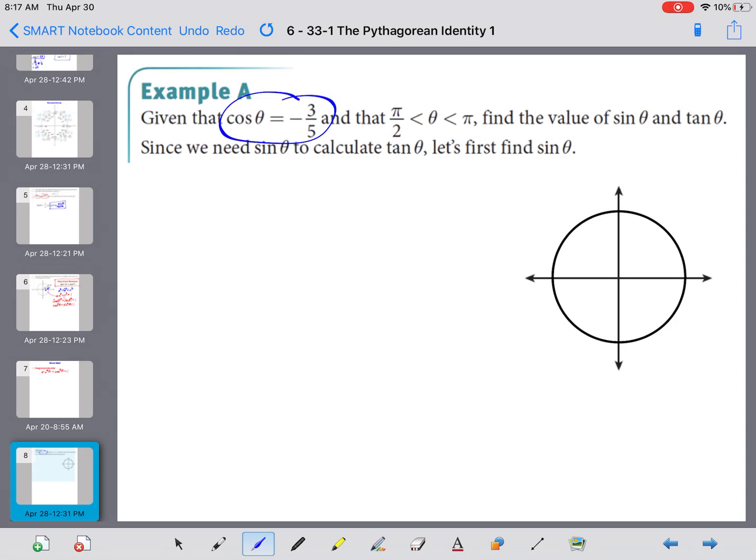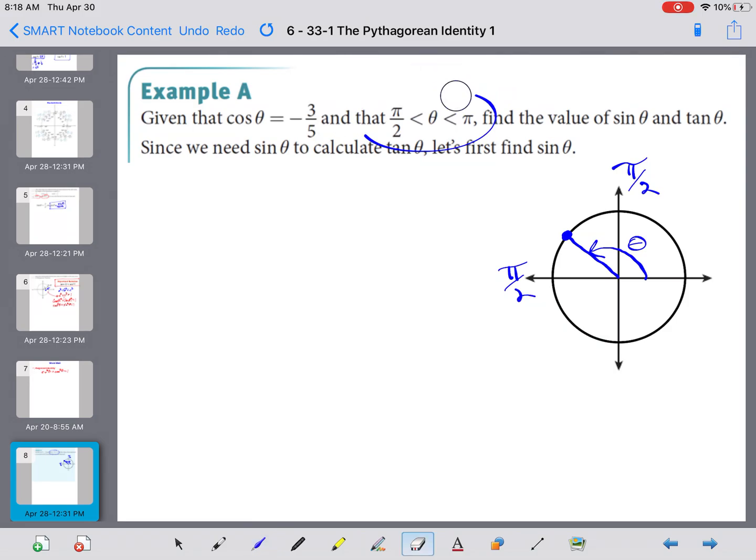Now, here's what we do know. We know that theta is between pi over 2 and pi. So you've got to be good with your radian angles and know that pi over 2 and pi is somewhere here in quadrant 2. We don't know what kind of angle that is. We don't know if it's a special right triangle. All we know is that theta starts on the x-axis and rotates to the second quadrant, because it tells us here, between pi over 2 and pi.